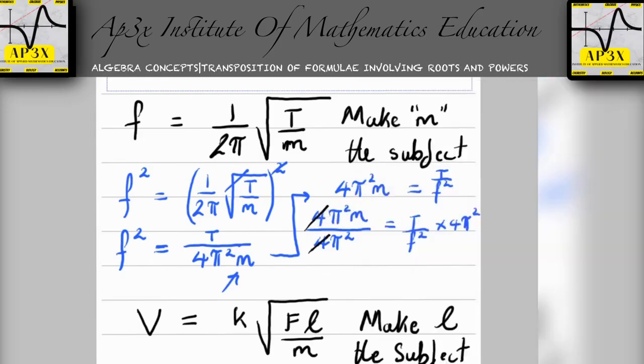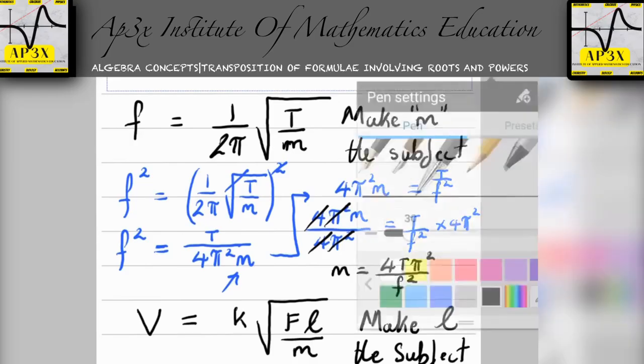So 4 cancels 4, pi squared cancels pi squared, so we're left with m is equal to t times 4 pi squared. So that's 4t pi squared. We conventionally like to write the numbers before, all divided by f squared. All right, tricky little question, dear guys. If you meet this in an exam, you're going to definitely need a lot of practice to get through this question.